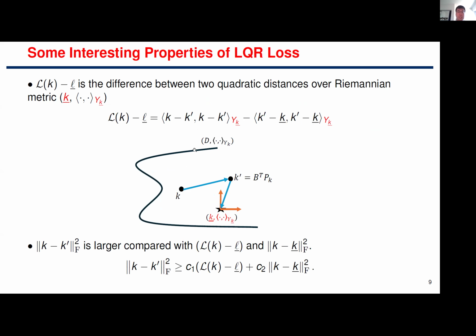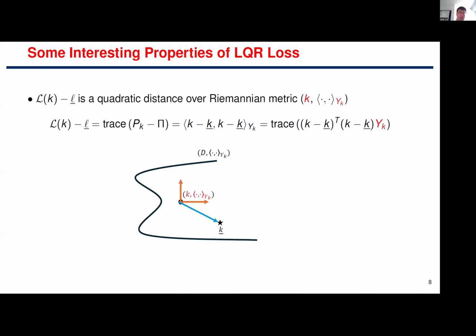So that's a very interesting geometric interpretation of the LQR loss. If we consider the distance over another Riemannian metric, which is assigned to K optimal, we find another interesting property: the LQR loss function can be interpreted as the difference between two quadratic distances. The first is between K and K prime, and the other is between K prime and K optimal. From this equation, we find that the distance between K and K prime is actually very large, right? By utilizing techniques like the Cauchy-Schwarz inequality and Young's inequality, we find that the Euclidean distance between K and K prime is larger compared with the LQR loss and the distance between K and K optimal. That's another interesting geometric interpretation of the LQR loss.